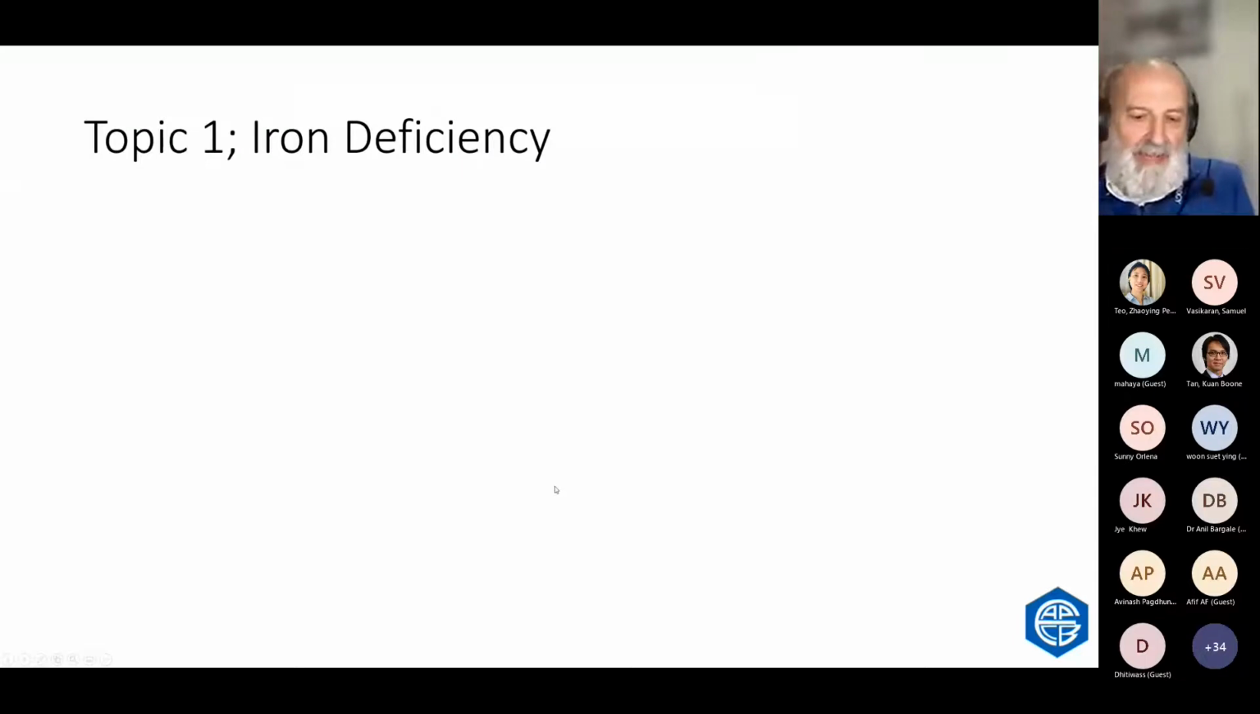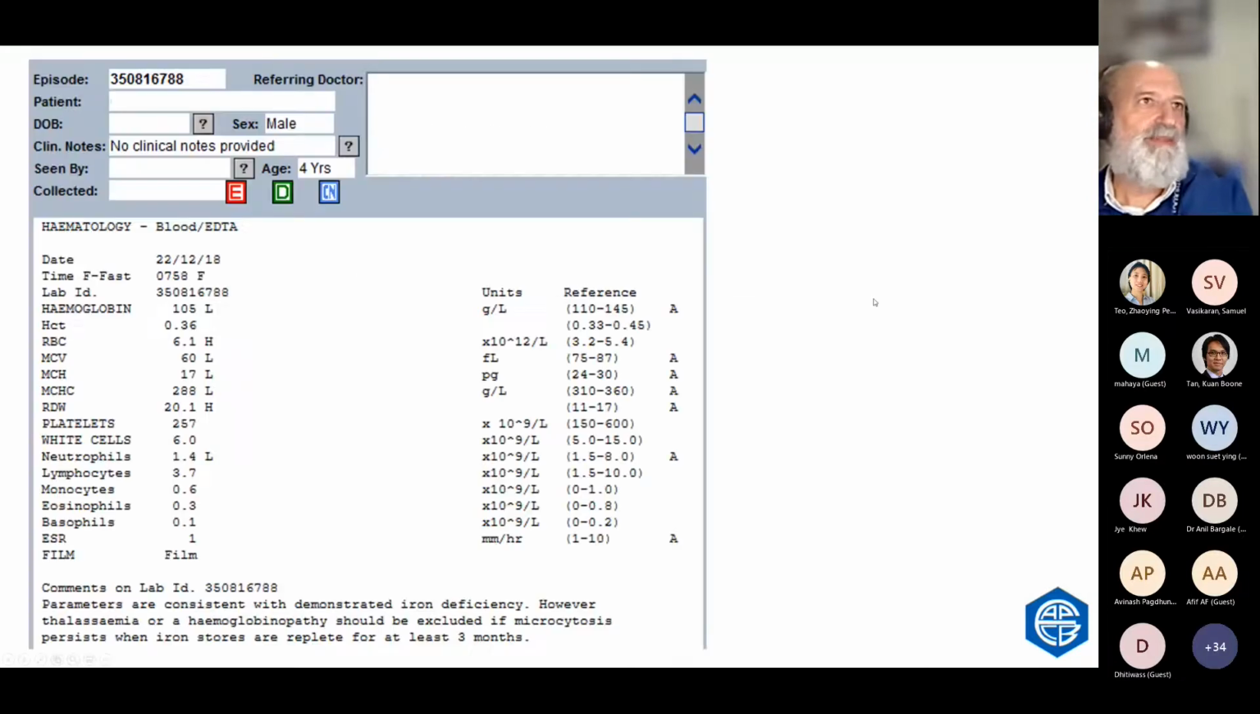Okay, now that's on that background of hemoglobin and microcytosis and everything. I'm going to run through some topics for the biochemical interpretation of anemia. So first of all, the most important one, the most common cause of anemia worldwide is iron deficiency. So here's a 4-year-old who's got anemia. It's microcytic. The MCV, which is normally 75 to 87 in children, a bit lower than adults, is 60.